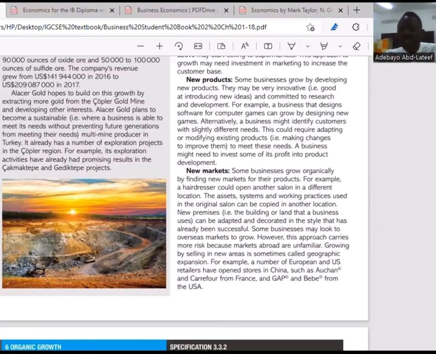So because you are growing gradually, because your growth is organic growth, you might not have the opportunity to integrate with other businesses to meet up with the rapid growth in the market. And this might mean that you miss out on opportunities that are available in that rapid market.